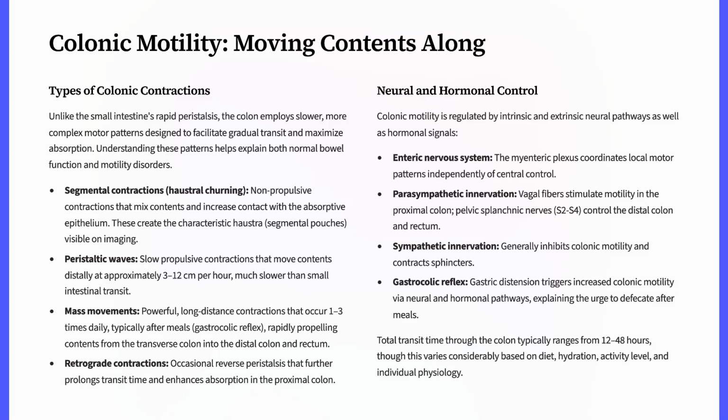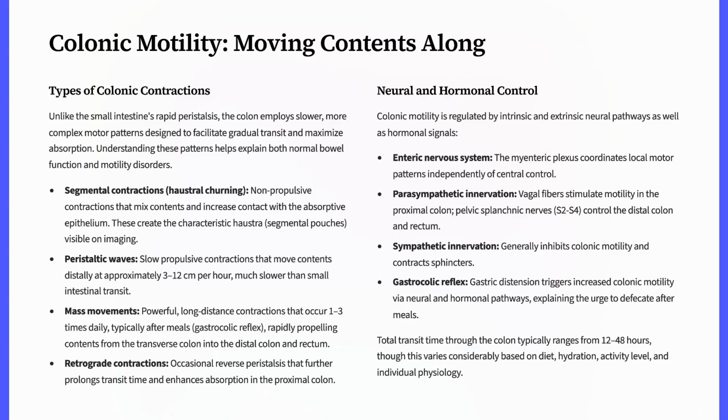Colonic motility is essential for moving contents through the large intestine. There are 3 main types of colonic contractions. Segmental contractions mix contents and facilitate absorption. Peristaltic contractions propel contents forward slowly. Mass movements are powerful contractions that occur a few times daily, moving contents rapidly over long distances, often triggered after meals.